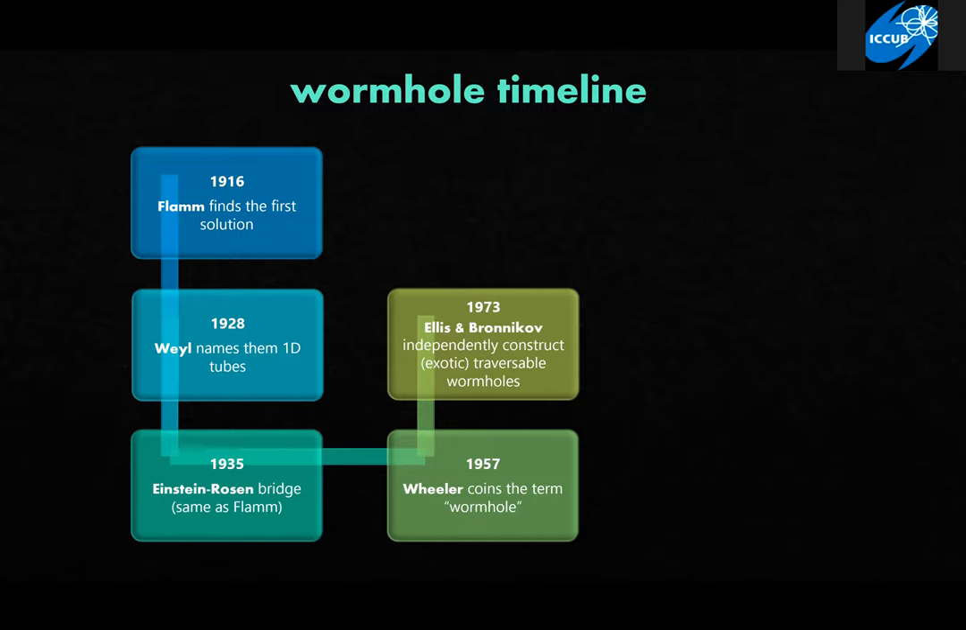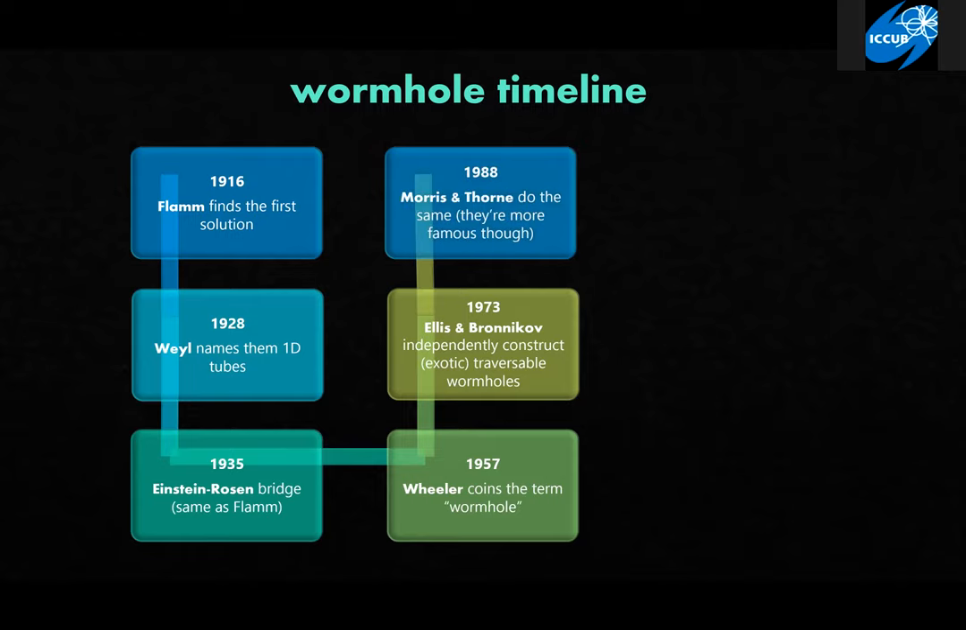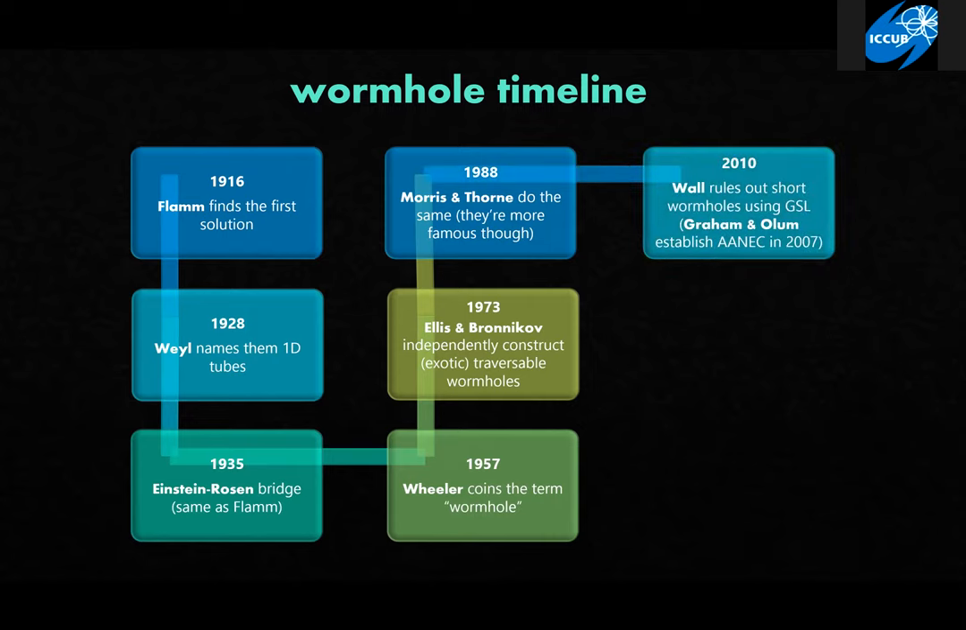The general theme of these wormholes is that there was another group of people who did the same job. They were just more famous, and so they got the credit: Morris and Thorne, who accomplished the same thing as Ellis and Bronnikov. Now, jumping a little bit ahead, we get to 2010 and 2007, where Wall used the generalized second law in order to rule out short wormholes in general relativity. We'll see why that is the case. But a little bit before he did so, Graham and Olum established something called the achronal average null energy condition and used the same condition in order to rule out short wormholes.